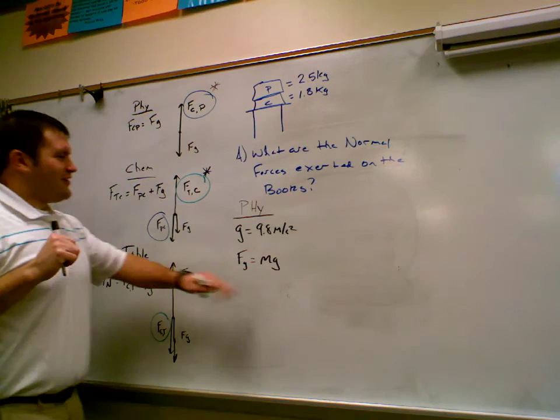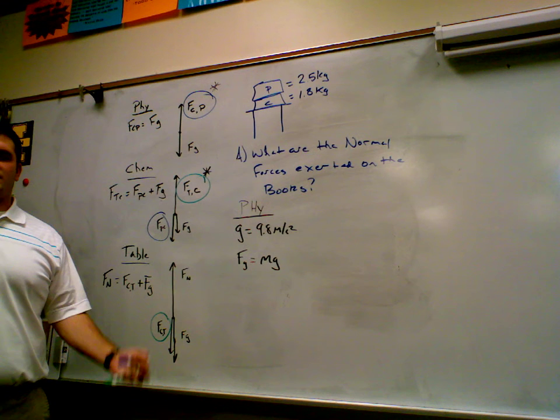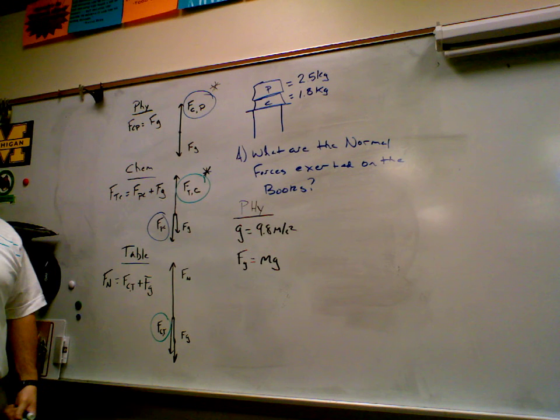Okay. So, G equals 9.8 meters per second squared. Force of gravity equals mg. Right? Does that make sense? Yes. Okay. What else do we know?